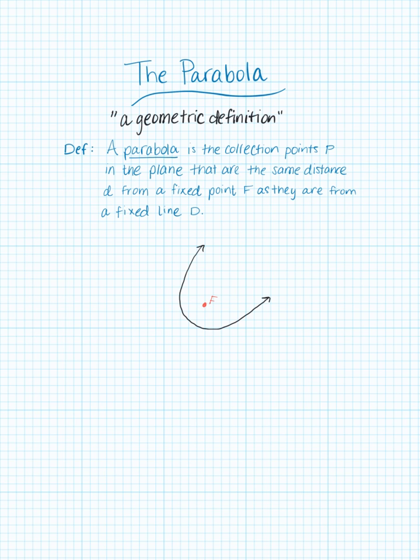Here I've oriented the parabola arbitrarily, so it doesn't matter if it's facing up or sideways, so I did it kind of kitty corner. In the center of the curve of the parabola is a point we're calling F. The distance from F to P is the same as the distance from P to this line D. So these two yellow lines are the same length. And this is true for any other point on the parabola as well.